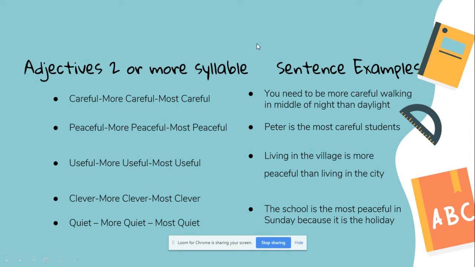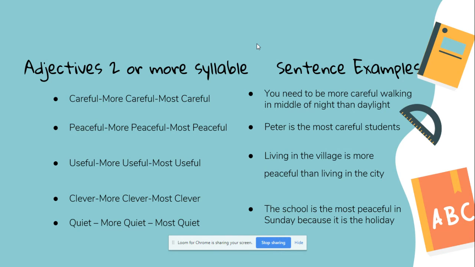Now we have adjective with two or more syllables. Wait, you Google it, how to pronounce it. Okay, careful, more careful, most careful. Peaceful, more peaceful, most peaceful. Useful, more useful, most useful. Clever, more clever, most clever. Quiet, more quiet, most quiet.